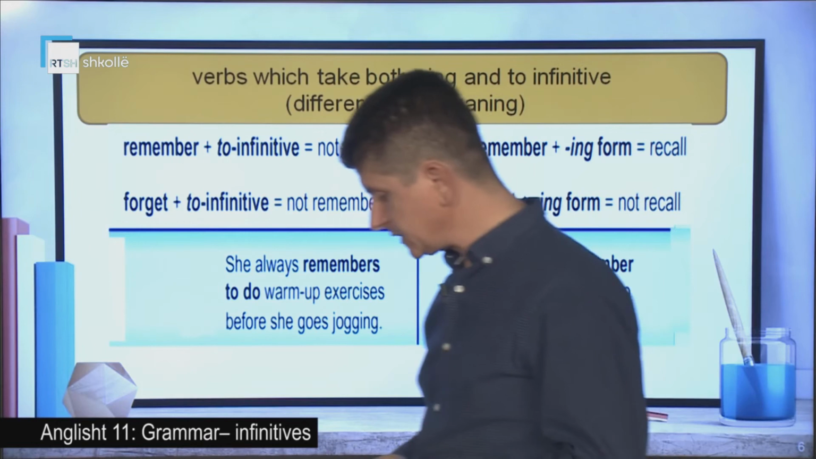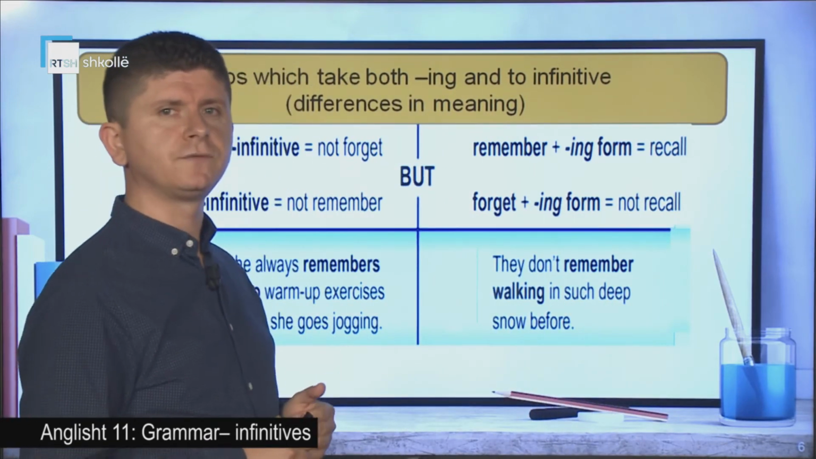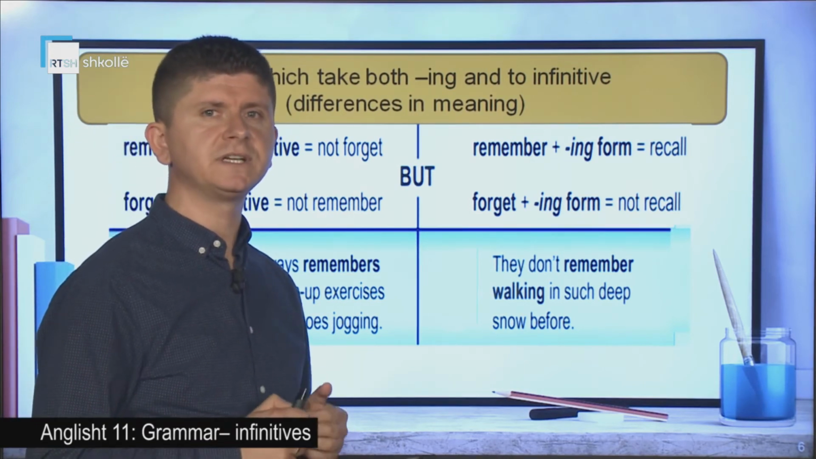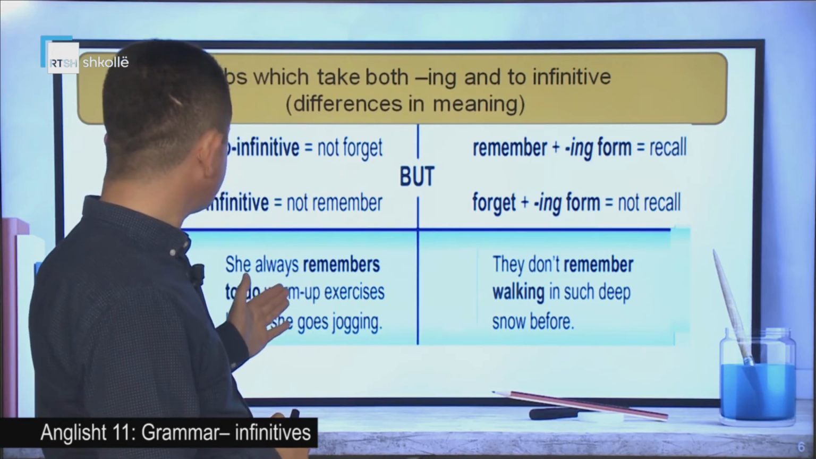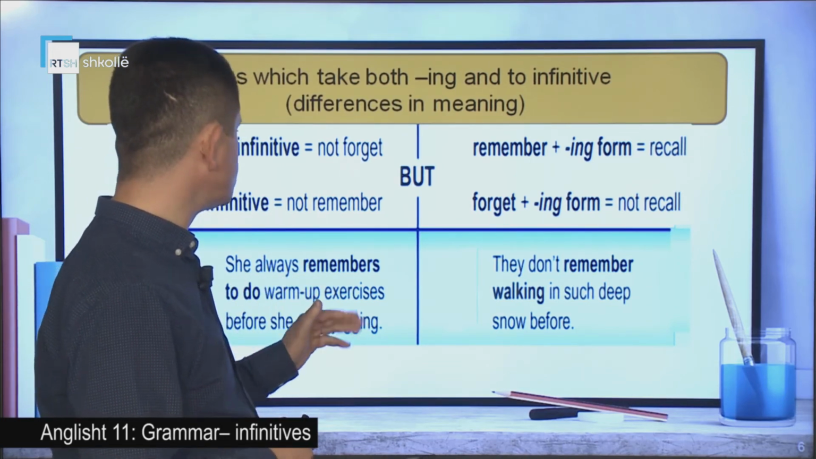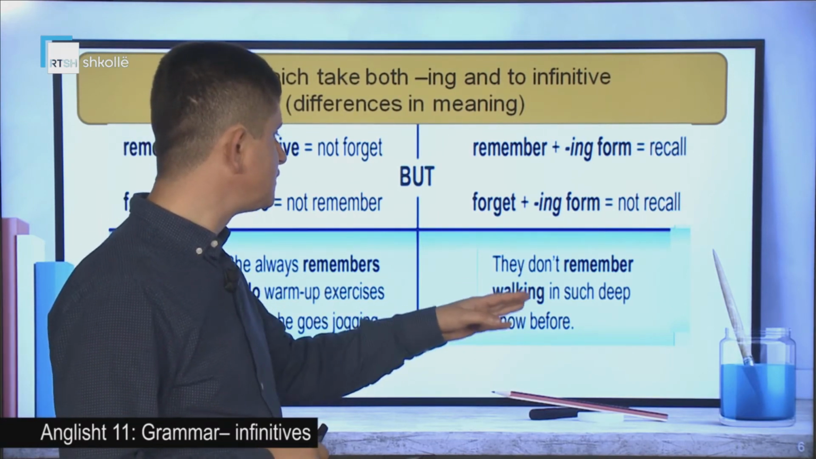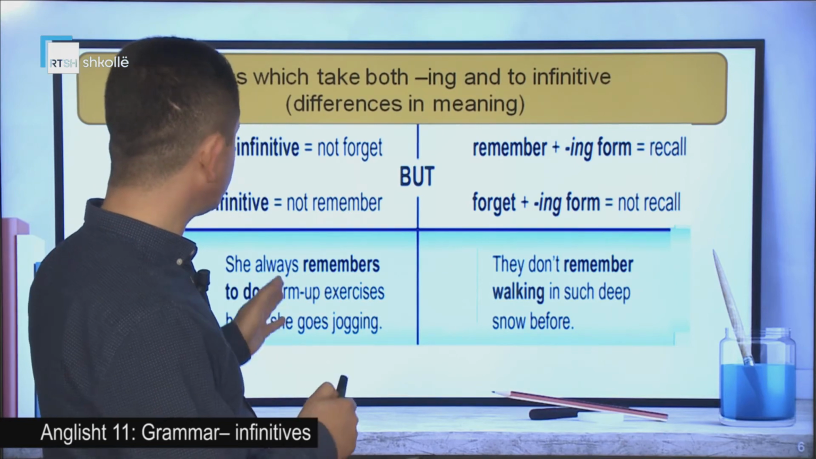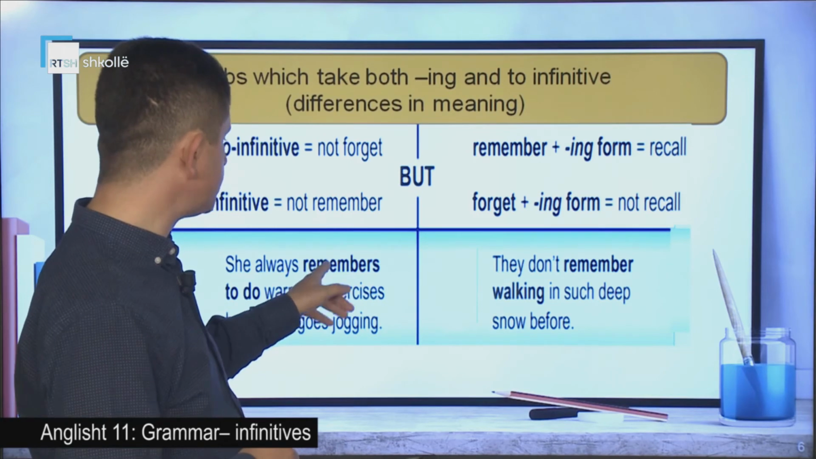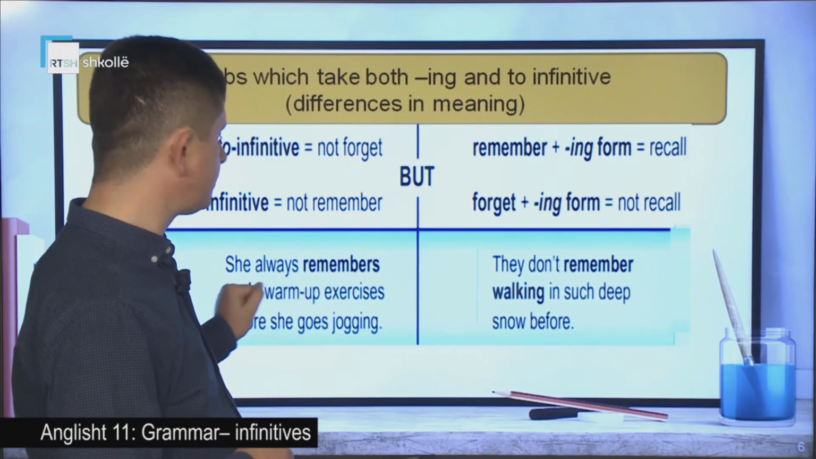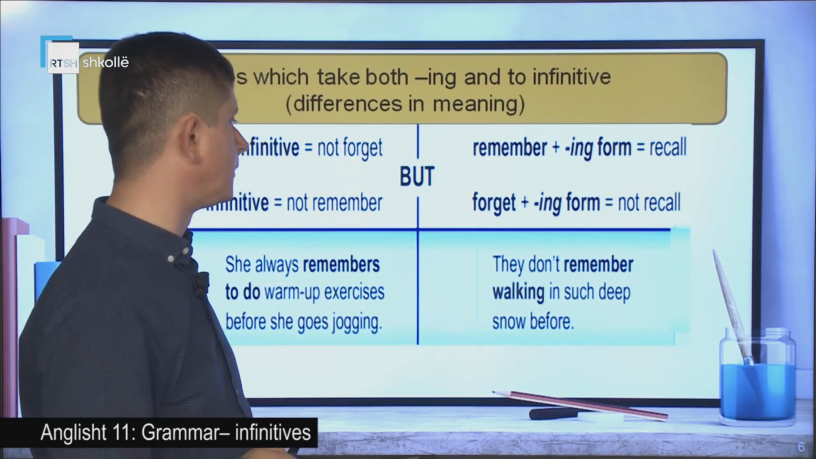Let's move on. Now there are some verbs in English that take both an ing form and to infinitive, but they differ in meanings. For example, she always remembers to do warm-up exercises before she goes jogging. They don't remember walking in such deep snow before. So in both sentences we have the verb remember, but in the first case it is followed by to infinitive, while in the second case it is followed by an ing form.